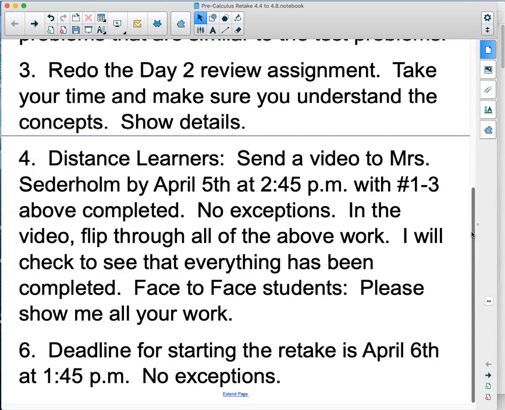Retakes are not a right, they're something that you earn, so make sure that you are following all the guidelines. And in the video, make sure you flip through all the things that you've done to meet steps 1 through 3 up there. And once I've checked that off, I'll get back to you about how we can go about the retake process.